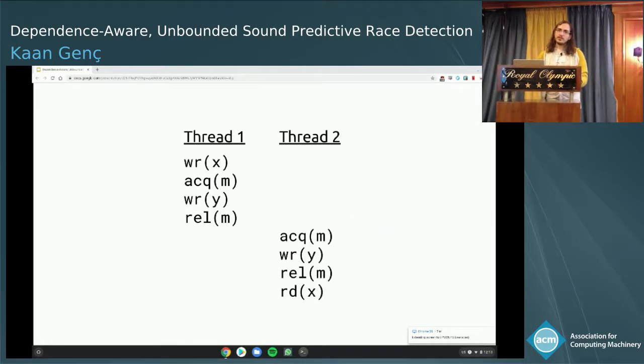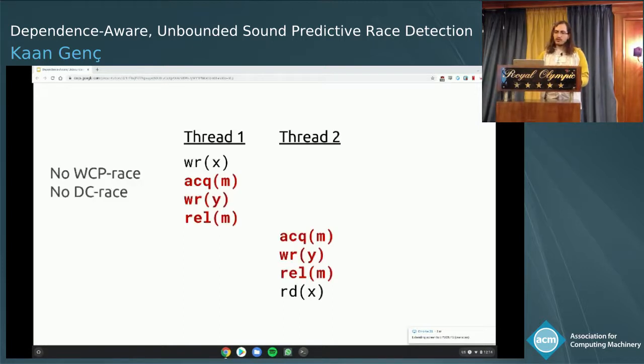Now, my previous example showed you why happens-before wasn't enough and why we needed weak causally precedes and doesn't commute. Now I want to show you a new example that showcases why weak causally precedes and doesn't commute aren't enough and why we need more powerful methods. This is a very similar example to the last one, but the difference is that now these critical sections actually access the same variable.